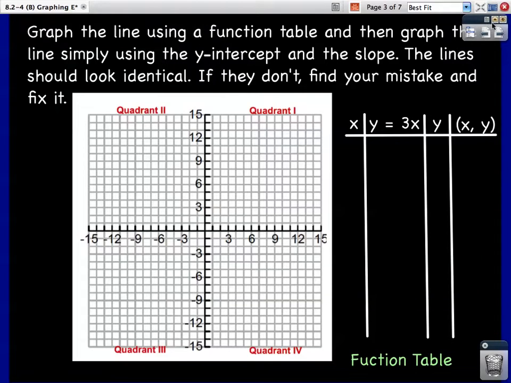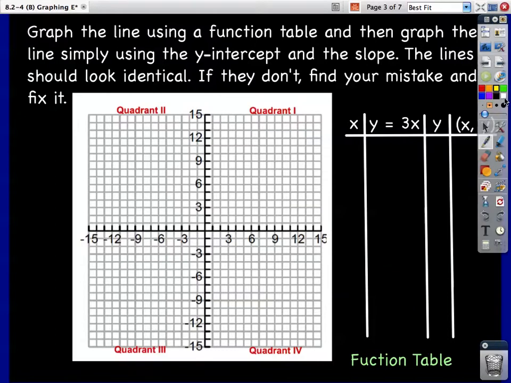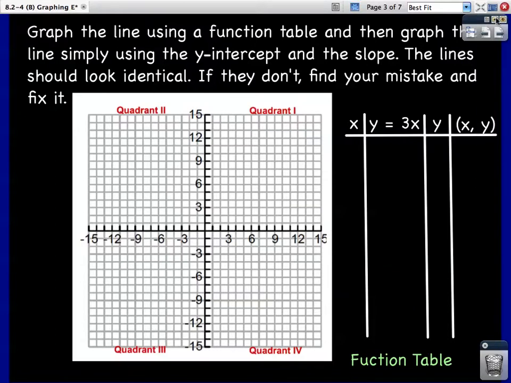Alright, here are the directions. Graph the line using a function table, and then graph the line simply using the y-intercept and the slope. The lines should look identical. If they don't, find your mistake and fix it. So in this first method, I'm going to use the function table like we learned in the past. And for these problems on your assignment, you're going to have to do this both ways.